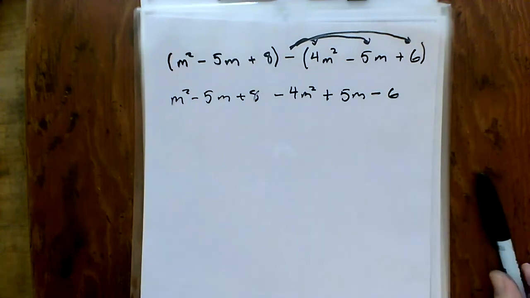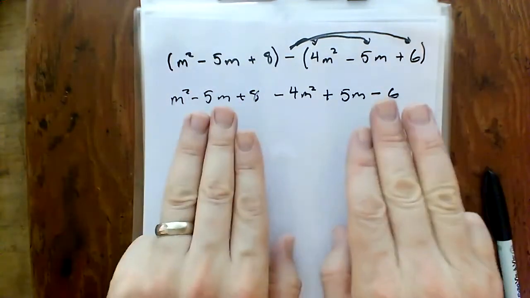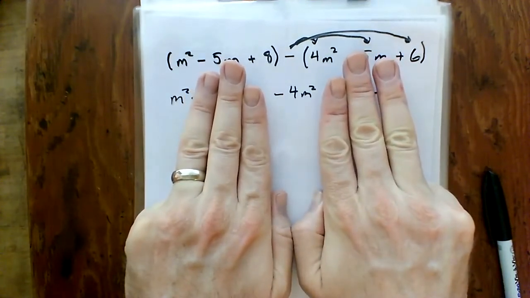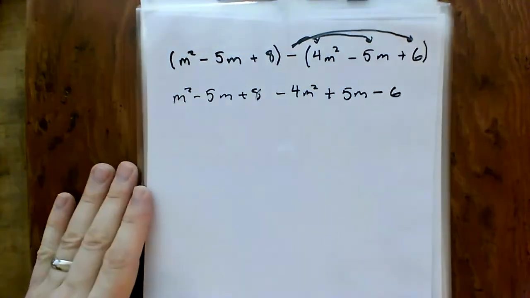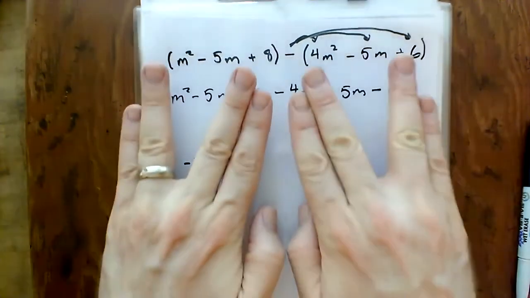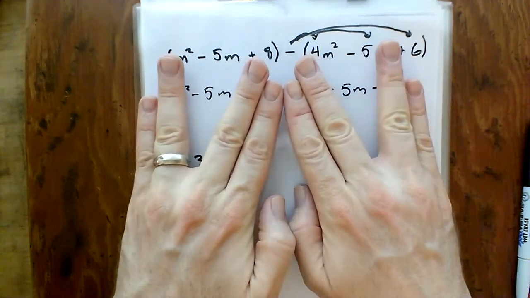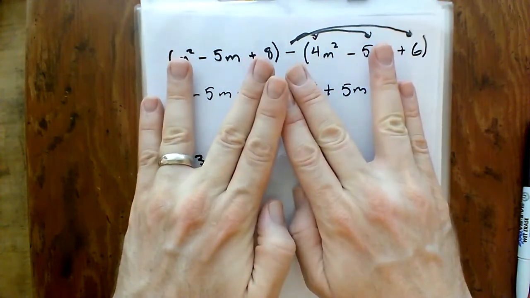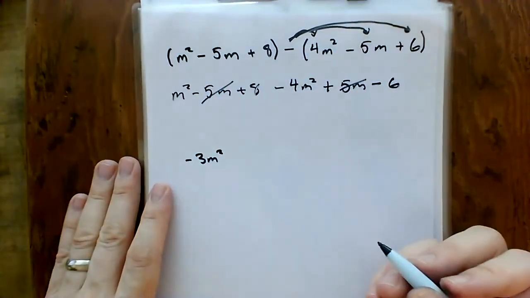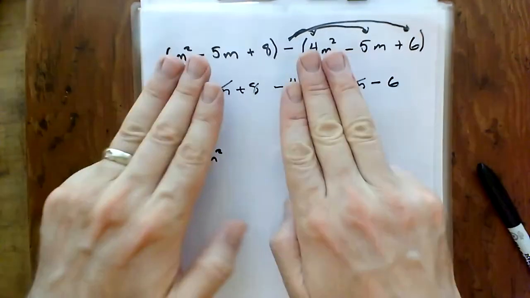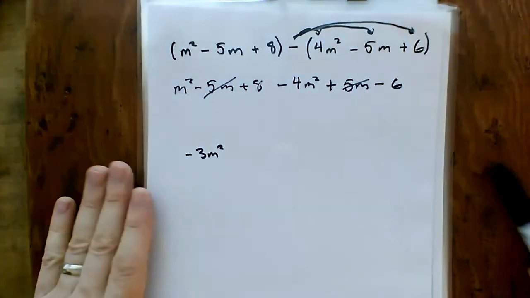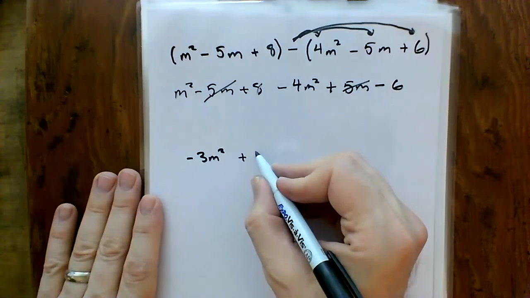Now, we could reorder this, or what I like to do is as you get more adept at it, you start to be able to pick out your like terms. So m squared minus 4m squared is going to be minus 3m squared. Negative 5m plus 5m is 0. So these two terms end up canceling each other out completely. And then 8 minus 6 is just a positive 2.